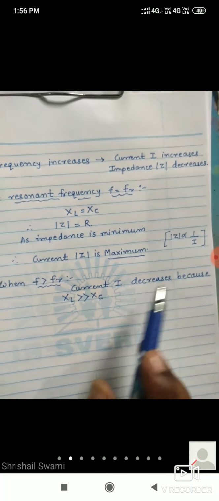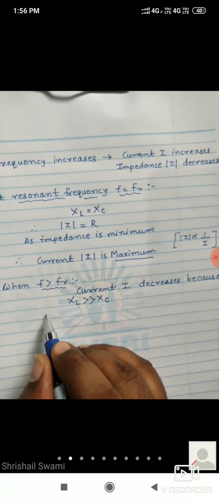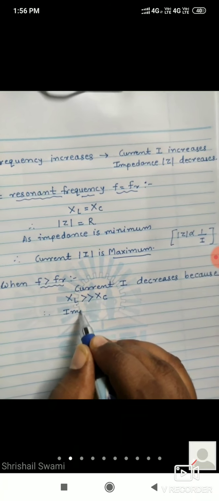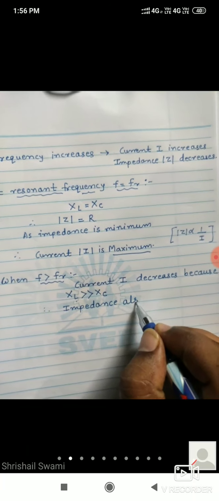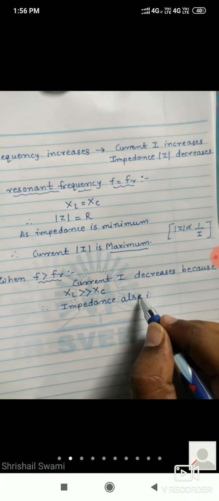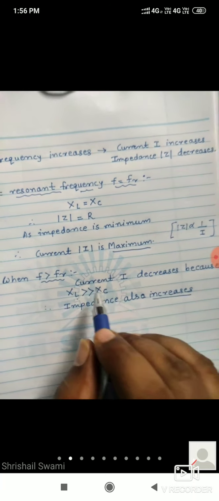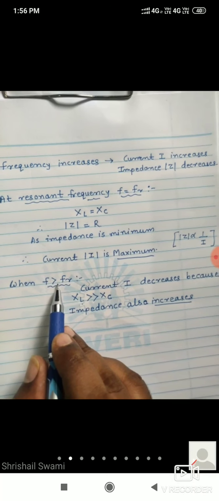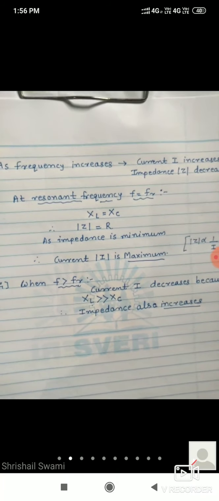As current I decreases because XL becomes greater than XC, due to which impedance also increases. As impedance increases, the current I decreases. Okay, this is the point when frequency is going to increase above the resonant frequency. Now this point is over. So any doubt in this problem?